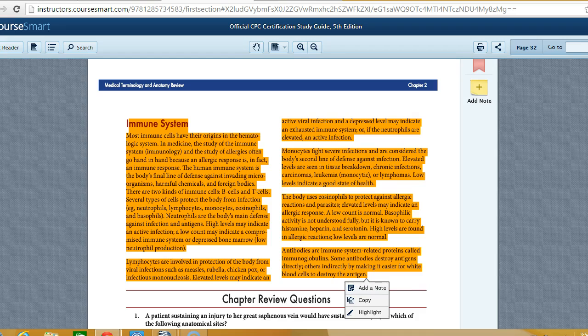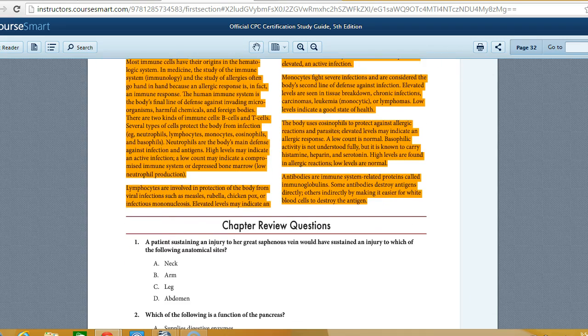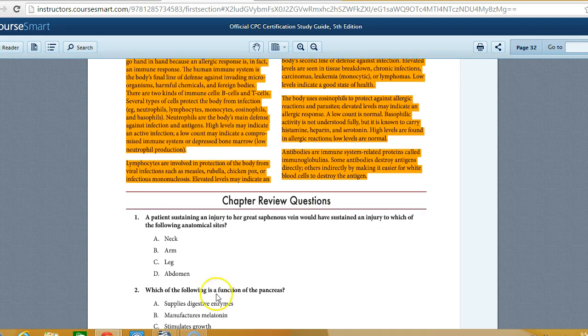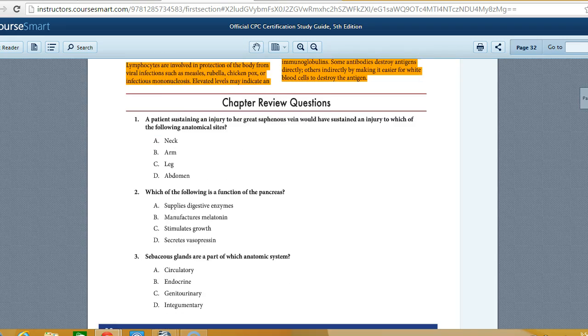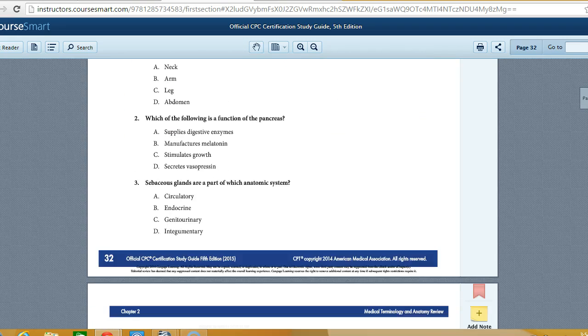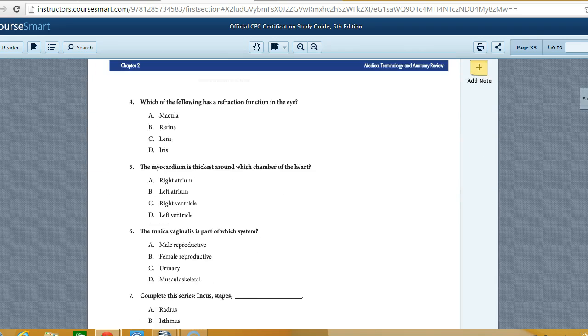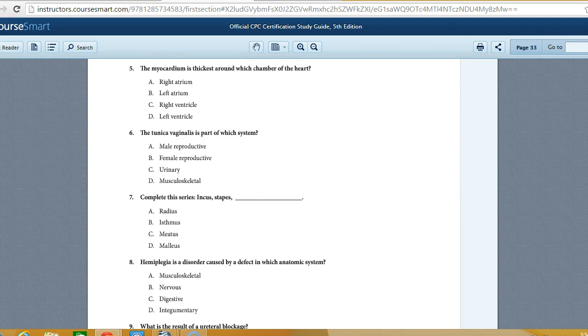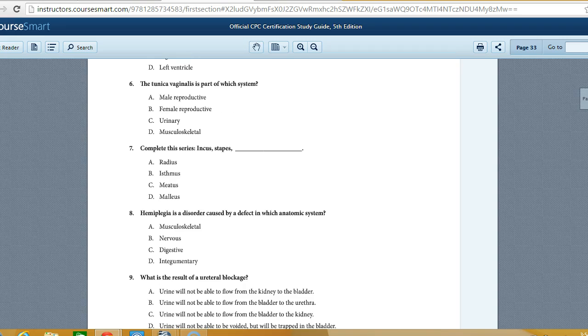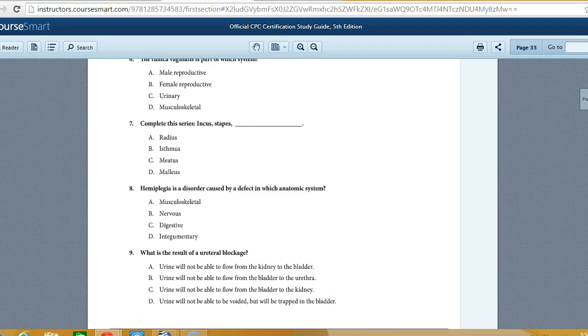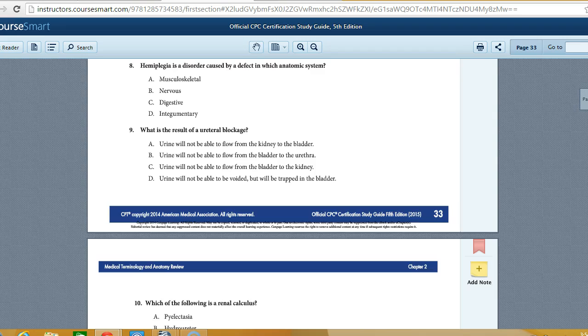Also, if at the end of the chapter you so choose, you can go back and complete these review questions. It might prove to be beneficial to you to see how much you have retained. So make sure you go back and look over this stuff. These will be kind of little sample questions that you might see on your test.